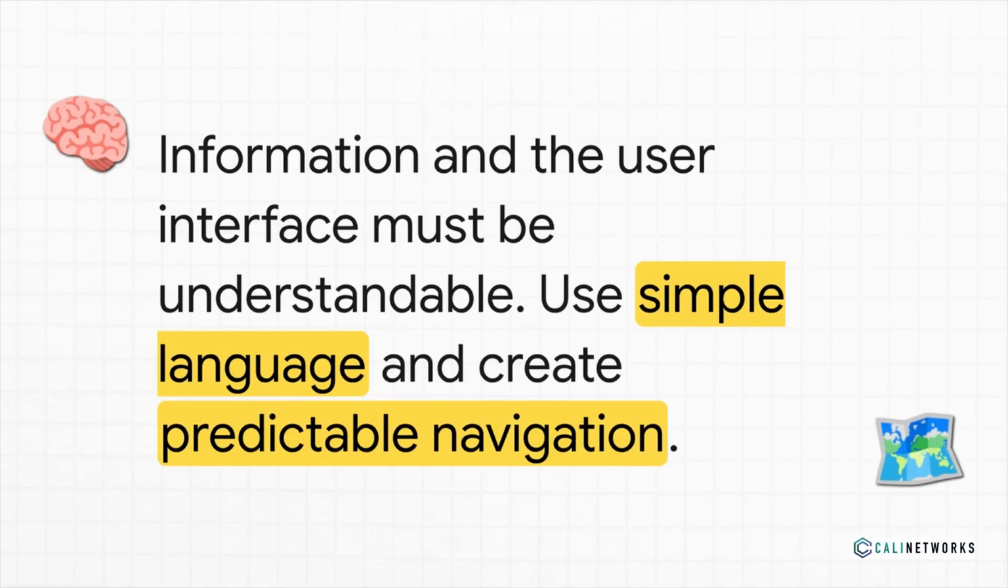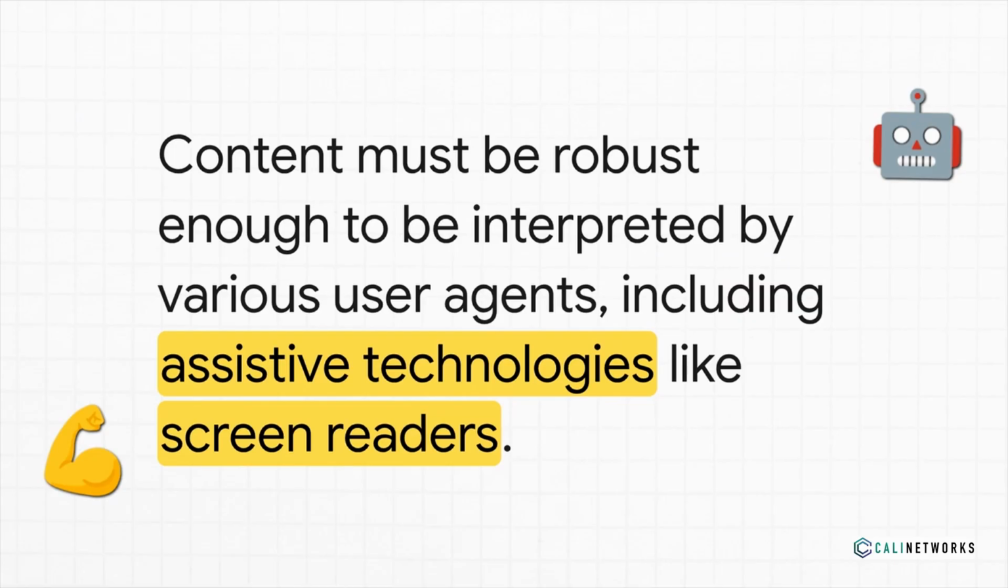Is your site just plain confusing? Your information and your navigation have to be clear and predictable. This means using simple language and making sure that when you click a button, it does what you expect it to do. It's all about consistency and clarity. No surprises. And finally, R is for robust.